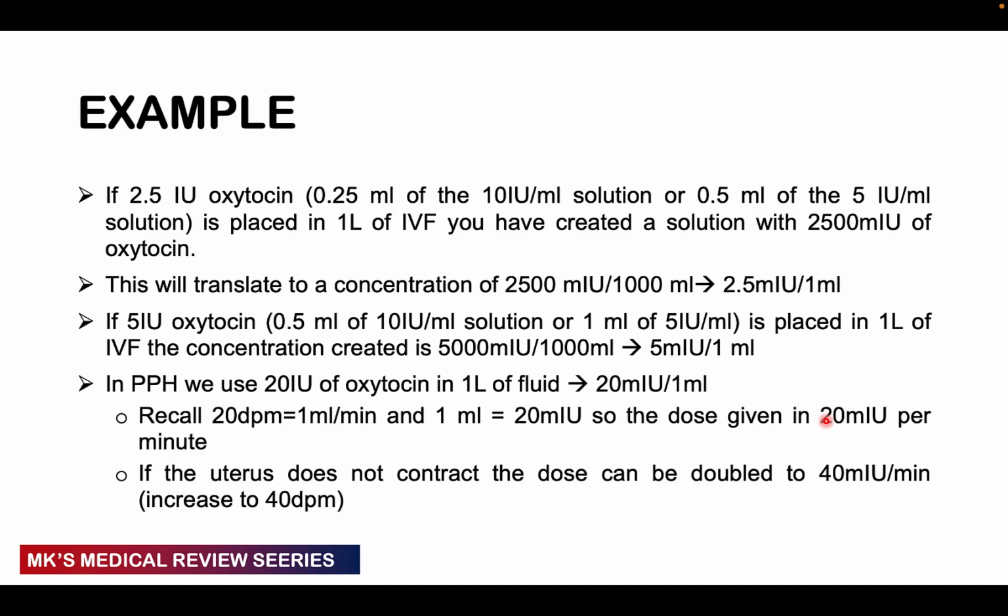So the instructions that we're going to give is that the nurse, or whoever is attending to the patient, gets 20 international units of oxytocin. We're going to be adding it to 1 liter of fluid, and we're going to start off at 20 drops per minute, and then we can double that. So remember, if we double that to 40 drops per minute, it means we're now going to be giving double the concentration. So we're going to be giving 40 milli international units per minute.